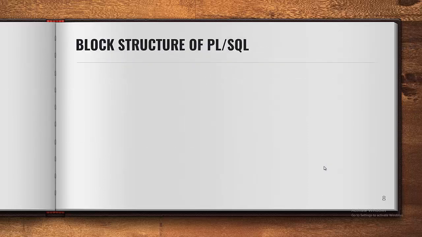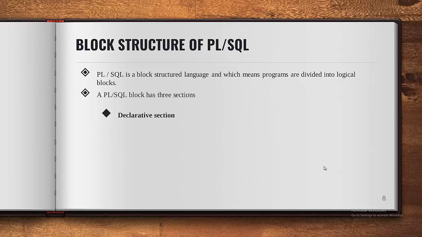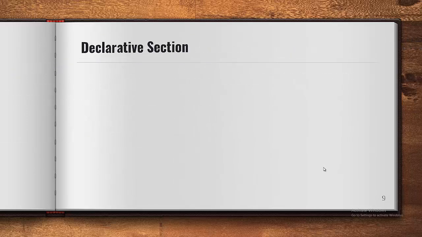To start with the block structure of PLSQL, we have already learned that PLSQL is a block structure language, which means that the whole program will be divided into logical blocks. In how many sections can we write a PLSQL program? We can write it in three different sections. Number one is the declarative section, number two is the executable section, and the third and final one is the exception handling section.